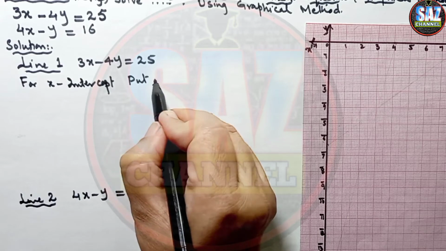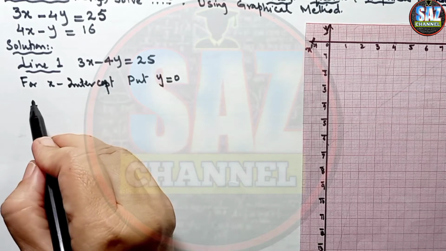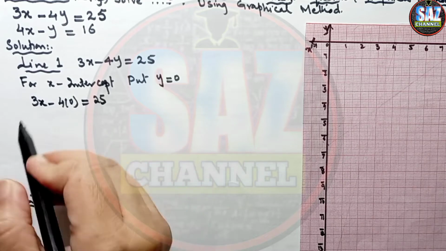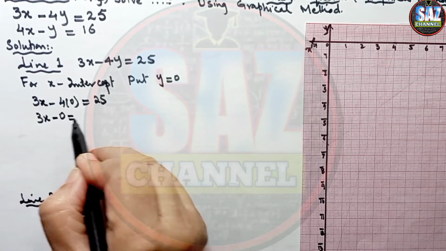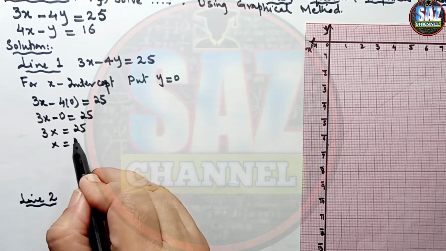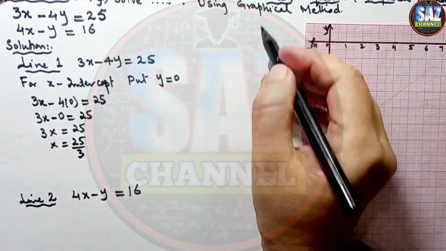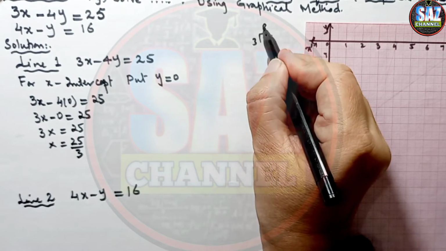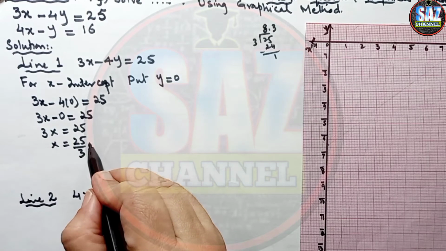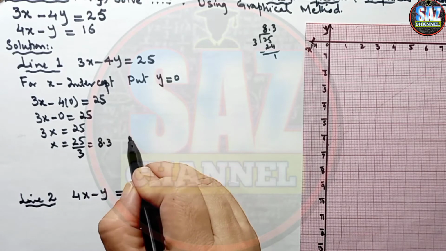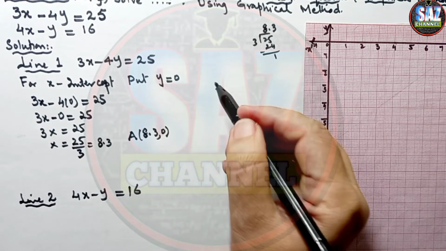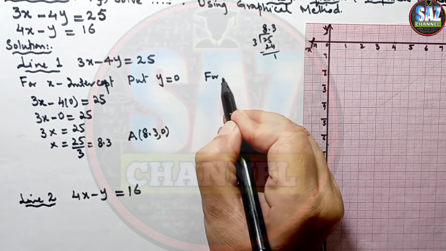we have to put y equals 0. When I put y equals 0 in the given equation, 3x minus 4 into 0 equals 25, or 3x minus 0 equals 25, or 3x equals 25, or x equals 25 by 3. 25 divided by 3 is 8. 3 8s are 24 and I'm left with 1, so that is around 8.3. So one of the points is A, 8.3 and 0.